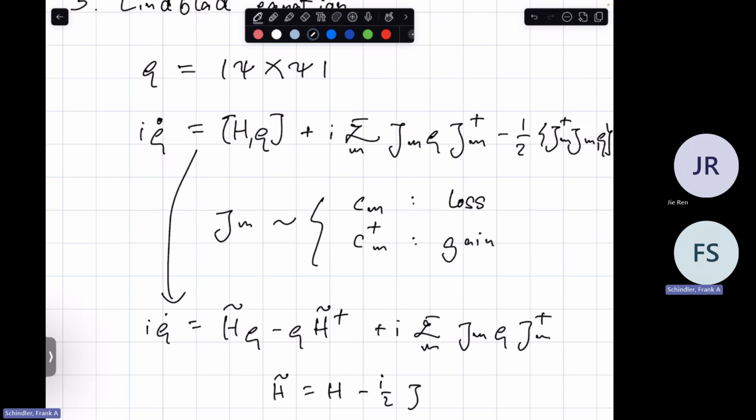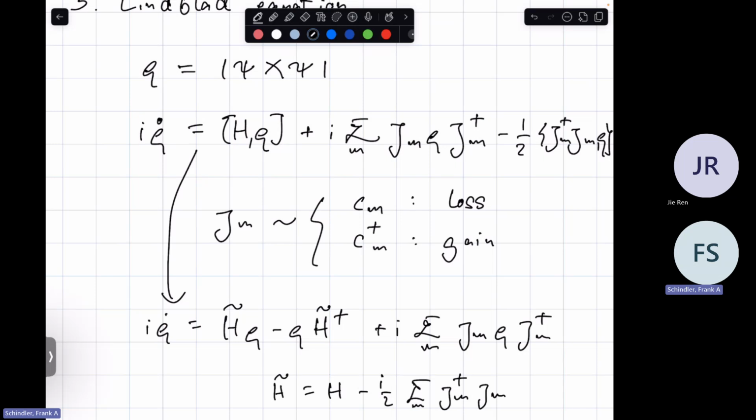And then sum over m, Jm dagger Jm. So I've made my Hamiltonian H tilde non-Hermitian because of this term that multiplies the I. It's non-Hermitian in general because J dagger J is always Hermitian, so I times that is perfectly anti-Hermitian, but then I'm adding to it a Hermitian matrix. So this is in general non-Hermitian.